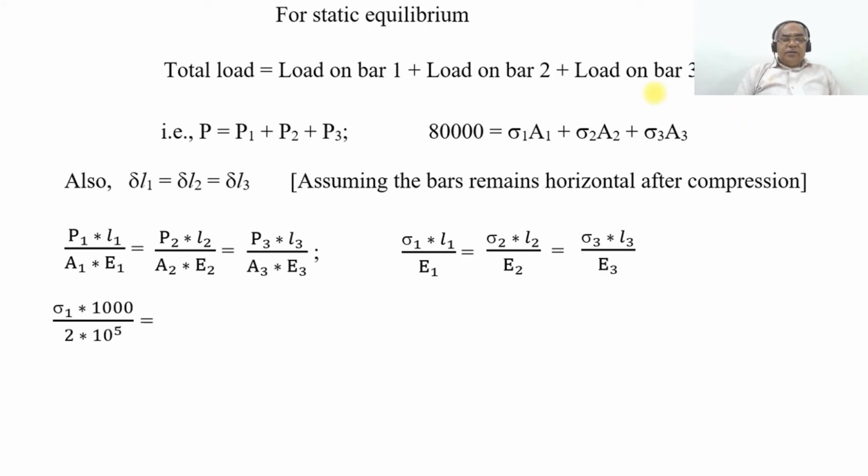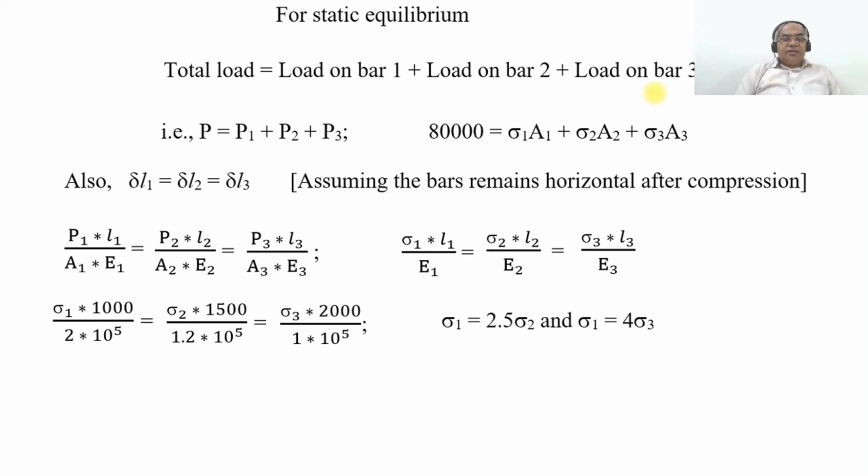So substitute those values. Sigma 1 into 1000 divided by 2 into 10 to the power of 5, which will be equal to sigma 2 into 1500 divided by 1.2 into 10 to the power of 5, which will be equal to sigma 3 into 2000 divided by 1 into 10 to the power of 5. So on simplification, sigma 1 will be equal to 2.5 sigma 2, and sigma 1 will be equal to 4 times sigma 3. So this is how you will be able to get the solution.